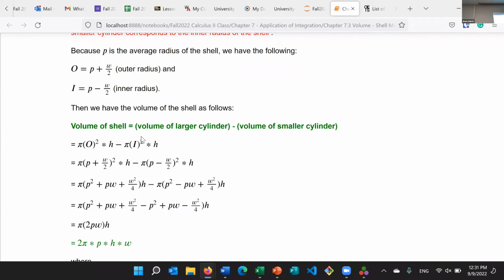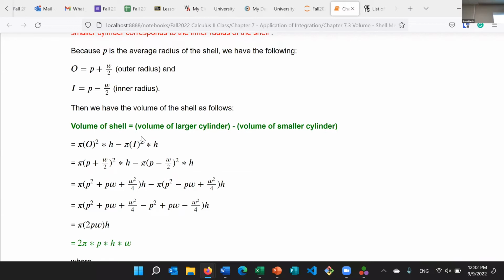Okay. Now you have to FOIL this. If you FOIL this one, you get P squared plus PW plus W squared over 4. You have this one too. Okay. Now let's combine them. When you combine them, since the pi and 8 are common factors, I'm going to leave them outside. But I will combine the middle one.